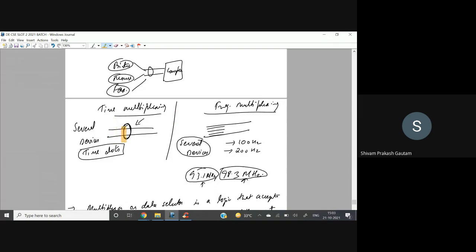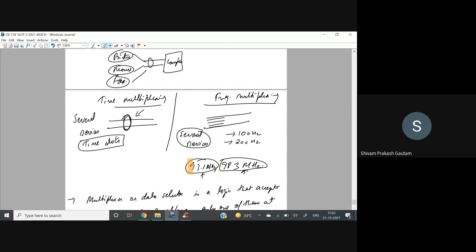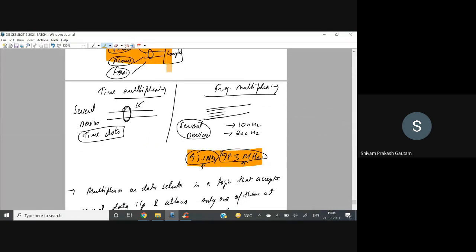In time multiplexing, the bandwidth is used by one device at a time, whereas in frequency multiplexing, all the devices can access the same bandwidth but at different frequencies. We have seen examples as well. For frequency multiplexing, radio is an example. For time multiplexing, your computer peripheral is an example.